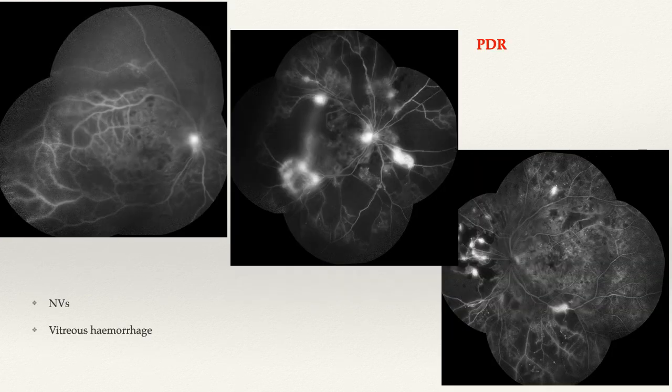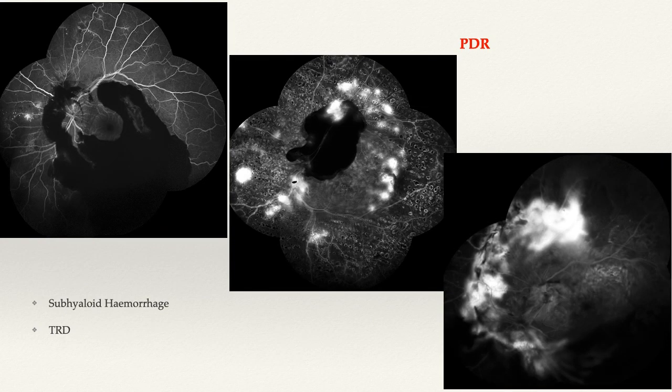In PDR, we can notice extensive areas of retinal ischemia affecting posterior pole and the peripheral retina, presence of neovascularization at the optic disc and in other peripheral retinal locations, sometimes with nearby retinal hemorrhages, extensive subhyaloid hemorrhages, the presence of laser scars of previous PRP, and however, still there is hemorrhage and persistent neovascularization.